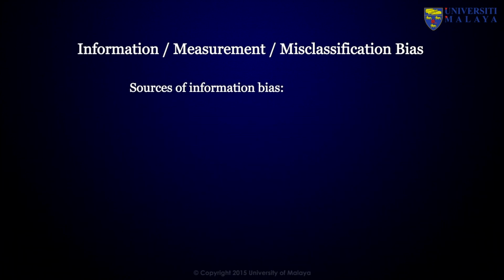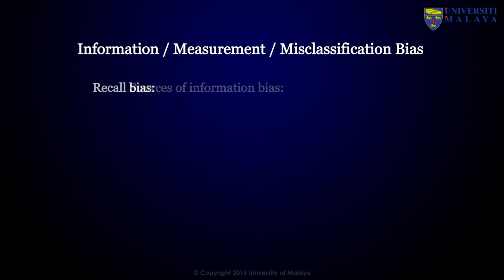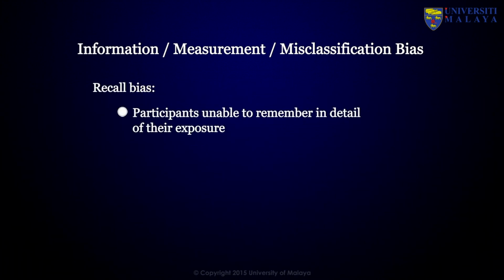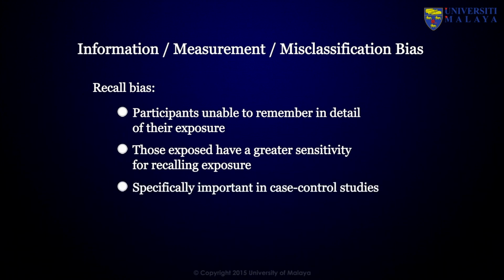There are many sources of information bias, including subject variation, observer variation, deficiency of tools, and technical errors in measurement. Next is recall bias. This can happen when participants are unable to remember in detail their exposure. Those exposed have a greater sensitivity for recalling exposure. This is specifically important in case control studies.